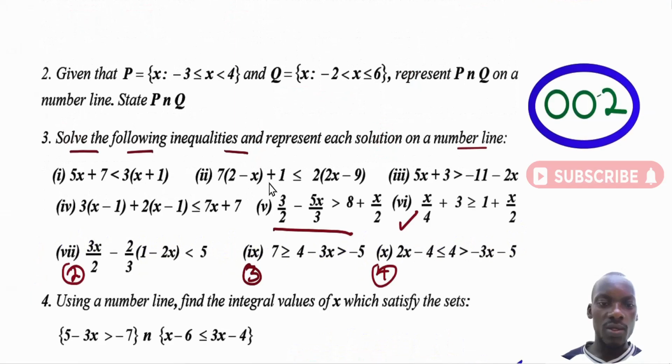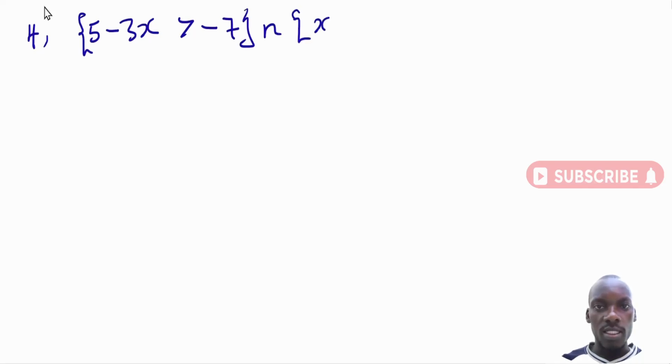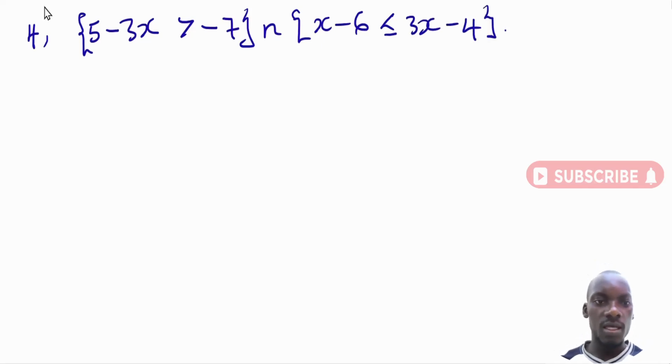Number 4 reads, using a number line, find the integral values of x which satisfy the set. So for our number 4, we have 5 minus 3x is greater than negative 7, and in brackets, this is the set intersection, x minus 6 less than or equal to 3x minus 4. So before we represent this on a number line, let us first solve each one of them. So it implies that, let us collect like terms, we are going to have negative 3x being greater than negative 7 minus 5. Still in the curly brackets.